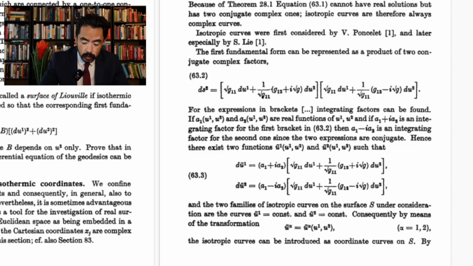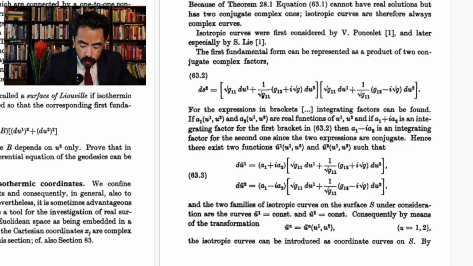Hence, there exist two functions, u1 tilde(u1, u2) and u2 tilde(u1, u2), such that du1 tilde is equal to the quantity a_1 plus i a_2 times the bracket, square root of g_11 times du1 plus 1 over the square root of g_11 times the quantity g_12 plus i times the square root of g, times du2. And also, du2 tilde is equal to the quantity a_1 minus i a_2 times the bracket, square root of g_11 times du1 plus 1 over the square root of g_11 times the quantity g_12 minus i times the square root of g, times du2.